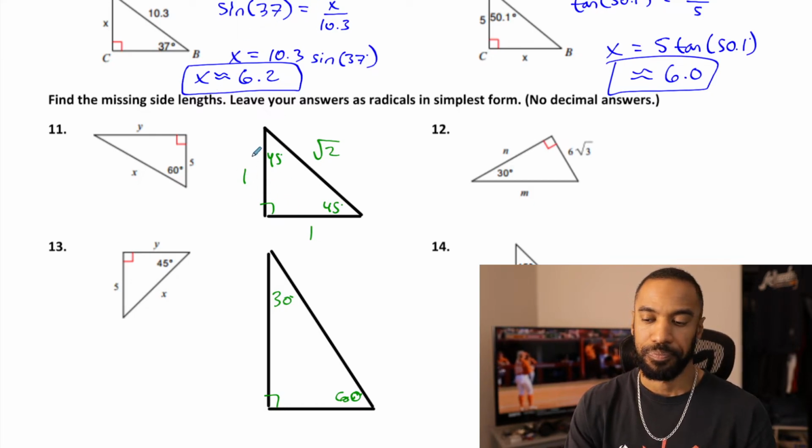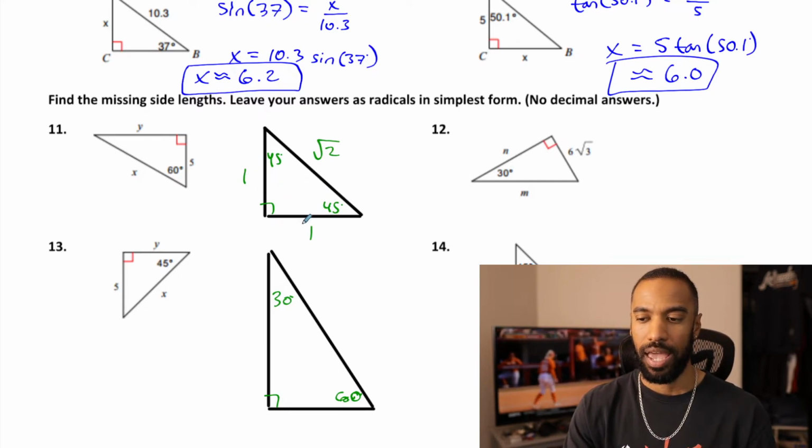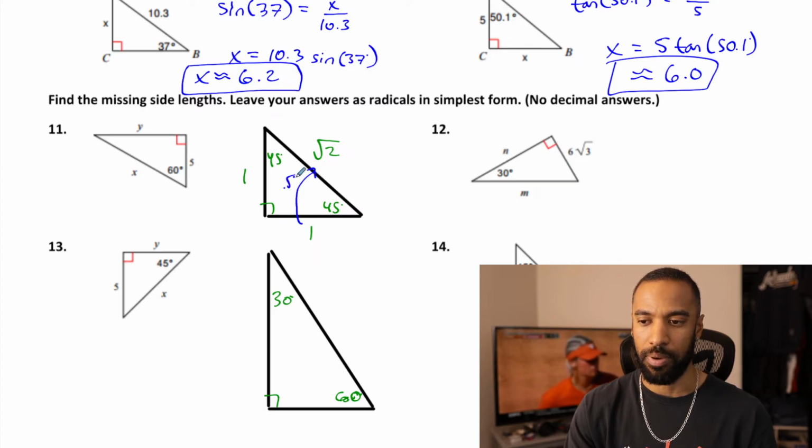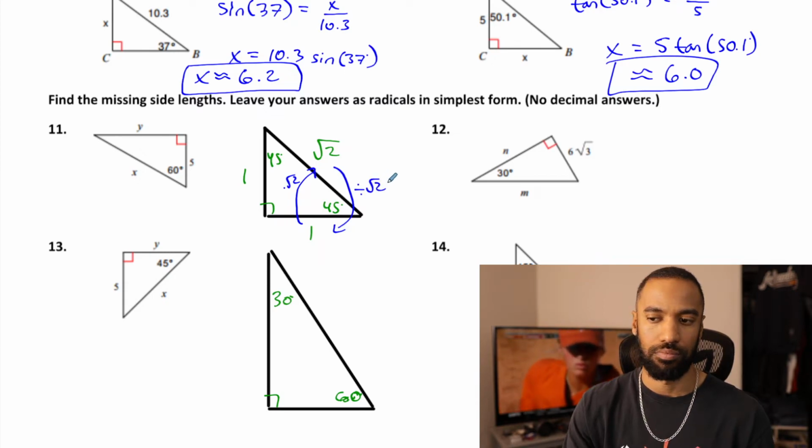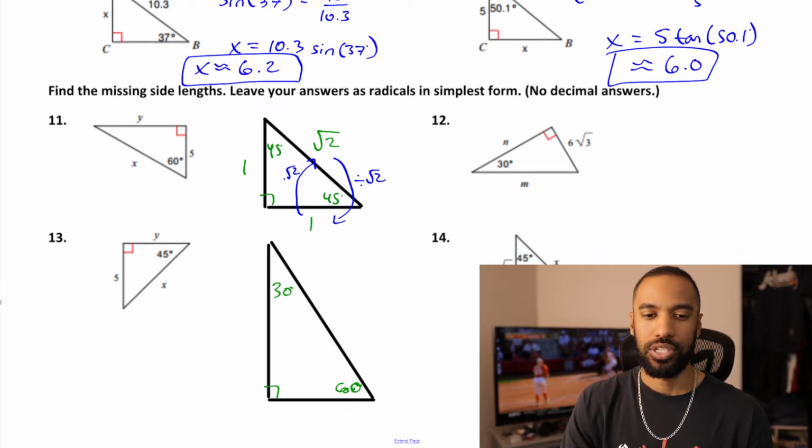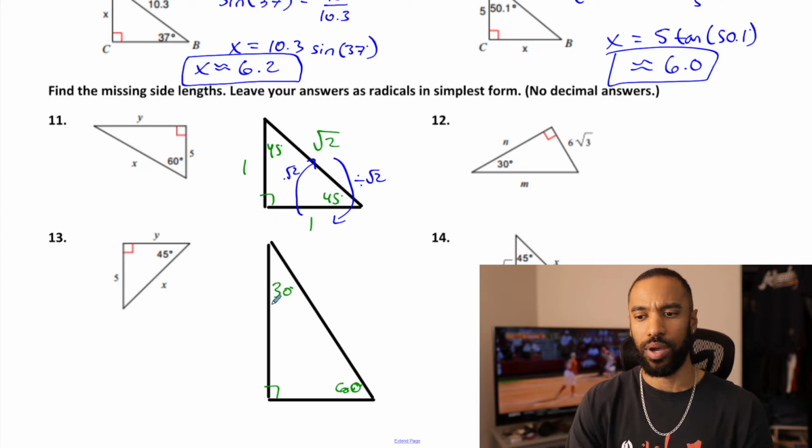Legs are equal to each other. So if I want to go from a leg to hypotenuse, I multiply my length by the square root of 2. If I want to go from hypotenuse to leg, I divide by the square root of 2. Simple enough. In a 30, 60, 90 triangle, let's equate in a similar way here.